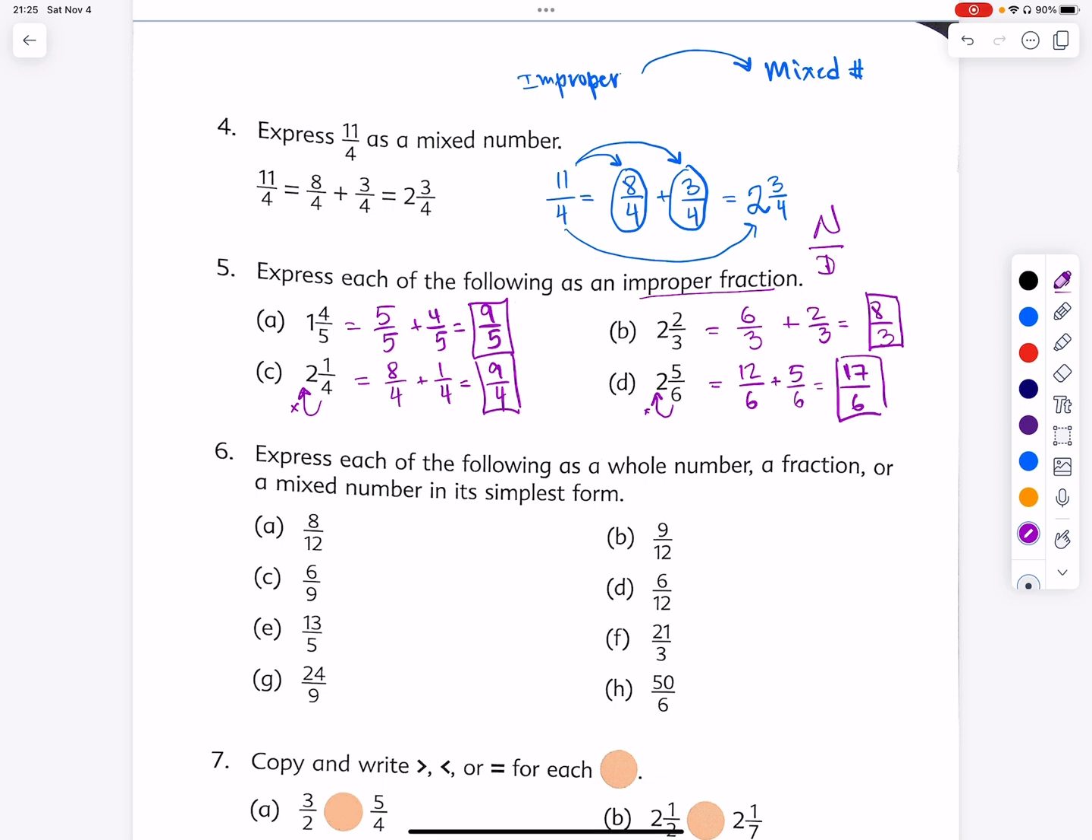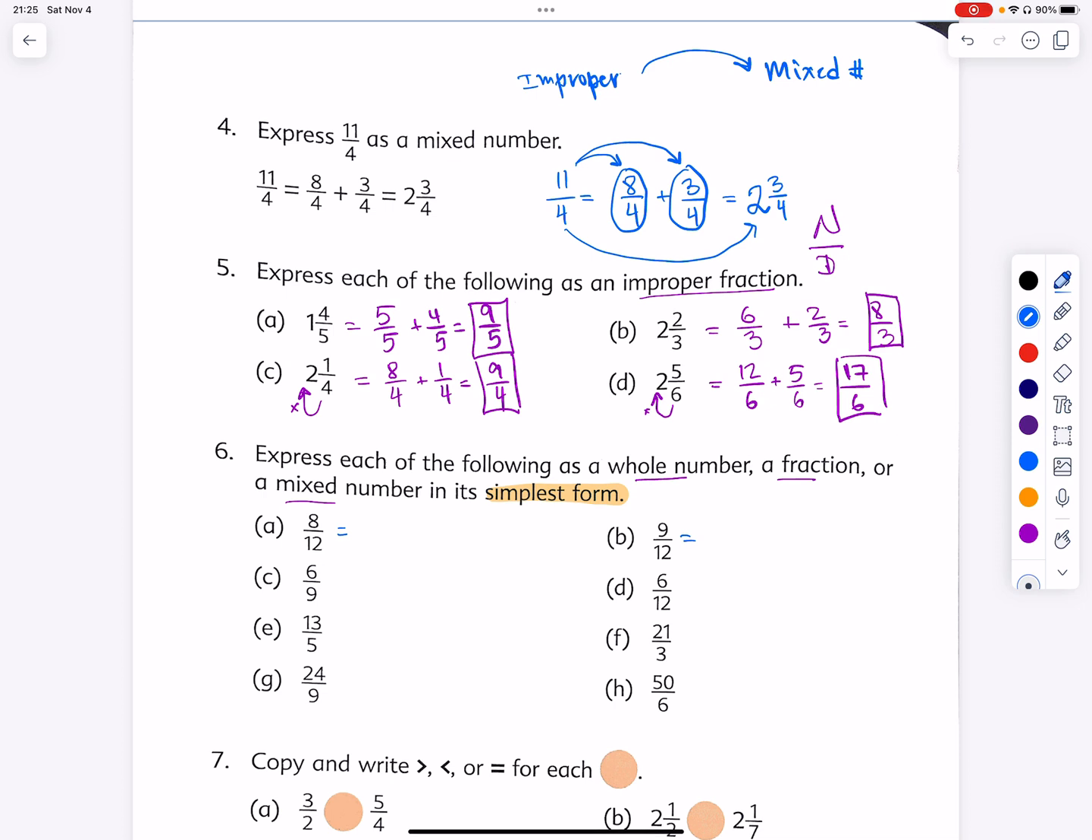Okay, let me move forward. Now we have to translate in a different way. We did from improper to mixed, then we did from mixed to improper. Now let's say, what do we need to do here? Express each of the following as a whole number, a fraction, or a mixed number. What's very important are these 2 last words, simplest form. Let's practice. Let's go side to side.